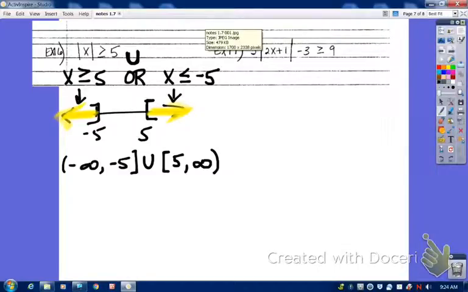So it's a union if it's an absolute value and a greater than sign. Okay. So pick a number on the left interval. Pick a number in the left interval.